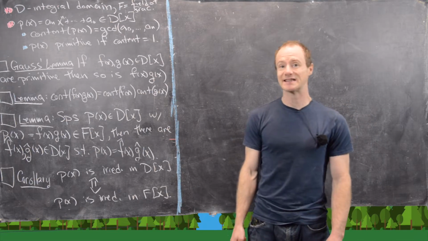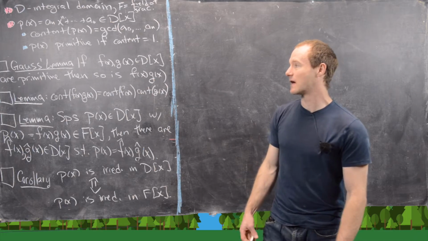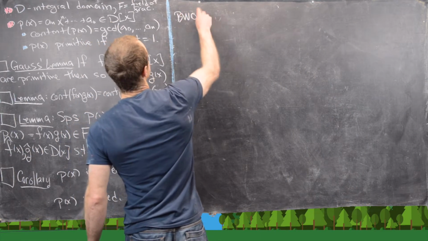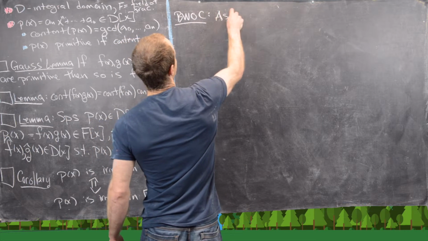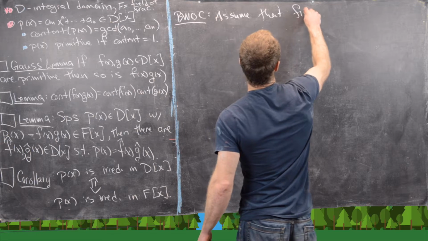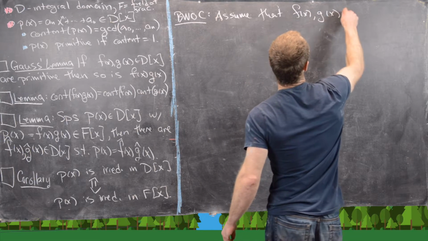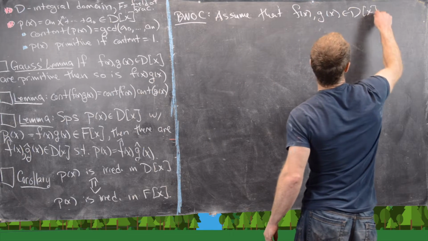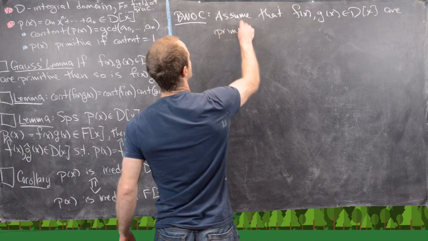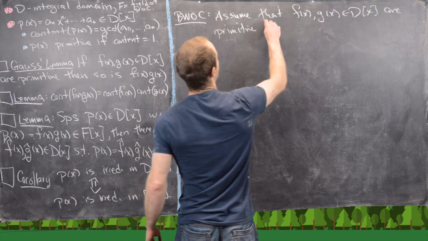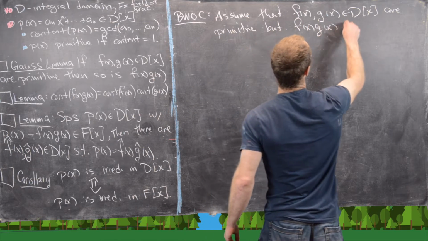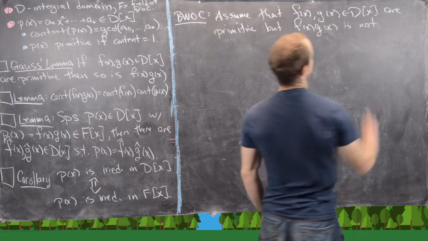Okay, so let's get to proving. We'll start off with Gauss's lemma. So we want to do this by contradiction. So let's write that. By way of contradiction, we want to assume that f(x) and g(x) in D adjoin x are both primitive, but f(x) times g(x) is not.